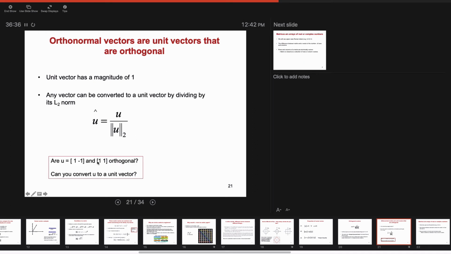So, a question for you: if I have a vector (1, -1) and a vector (1, 1), are they orthogonal?